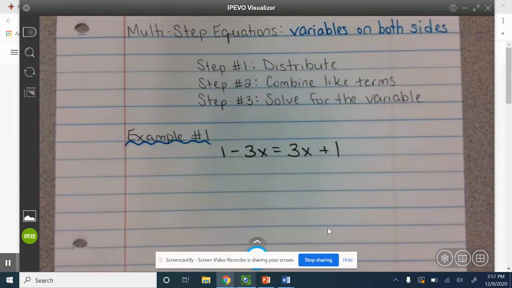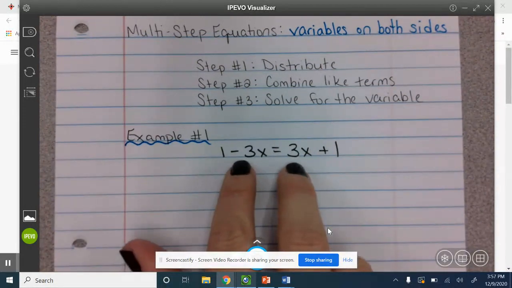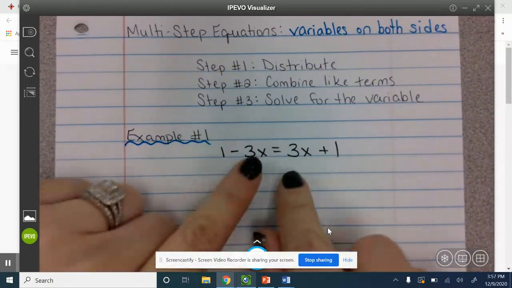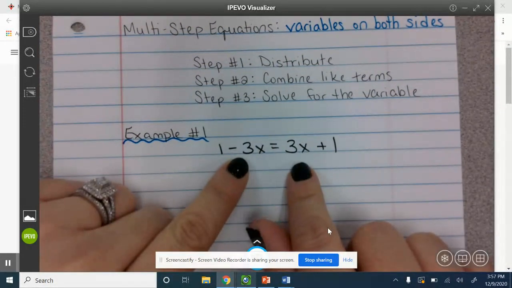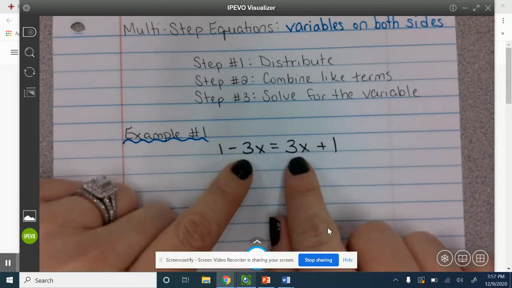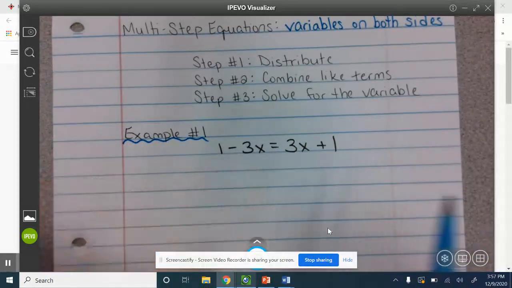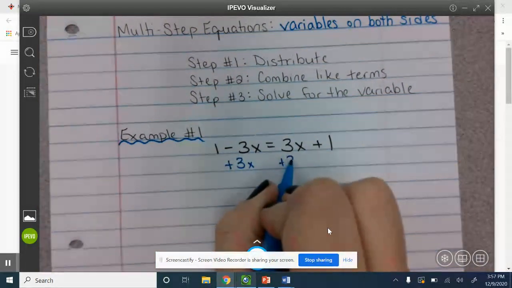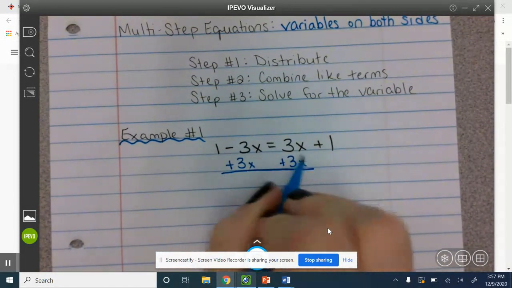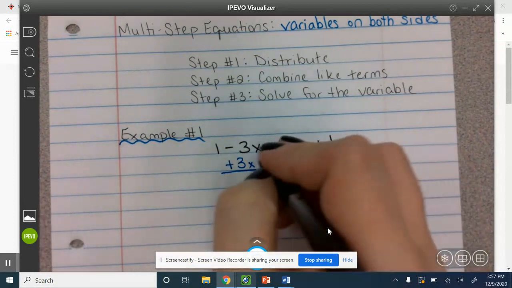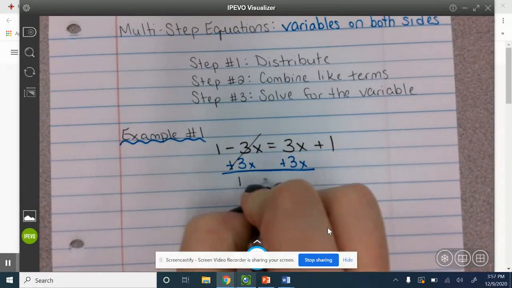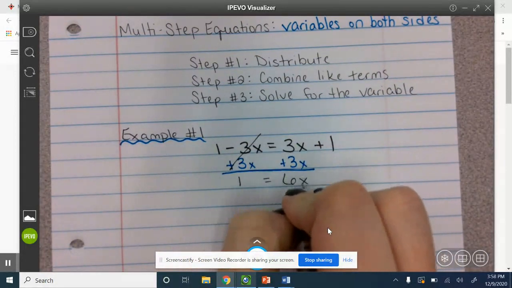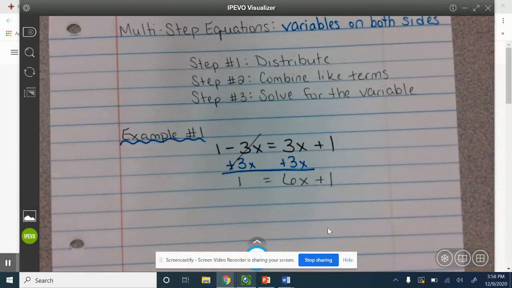If you'll remember from yesterday's lesson, our first thing we need to do is to get our variables together. And we always want to move the one that's smaller. Well, I have a negative 3 and a positive 3. Negative 3 is smaller, so to undo minus 3, I'm going to add 3x to both sides. And I have 1 equals 3 plus 3 is 6x plus 1 left over.